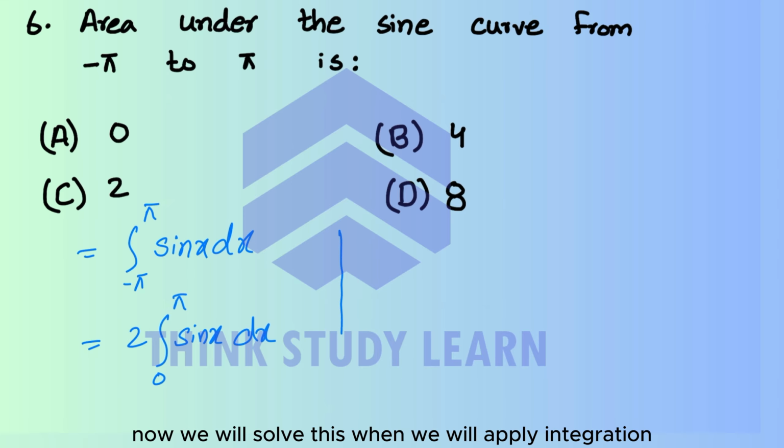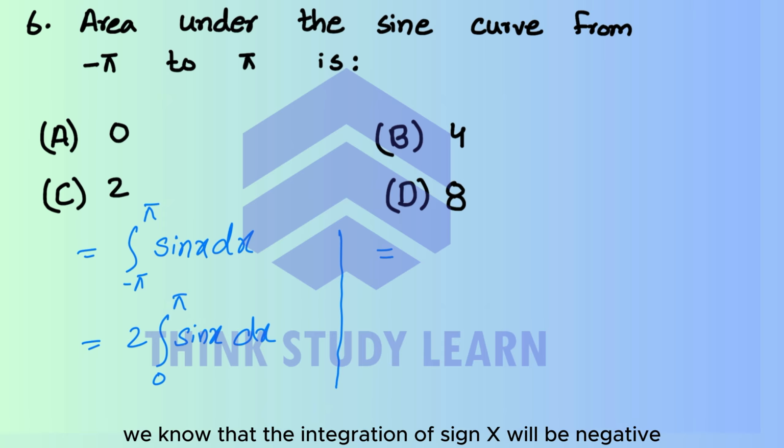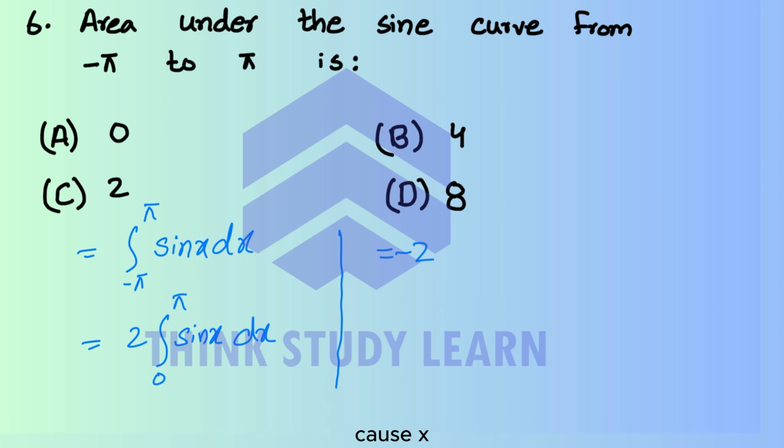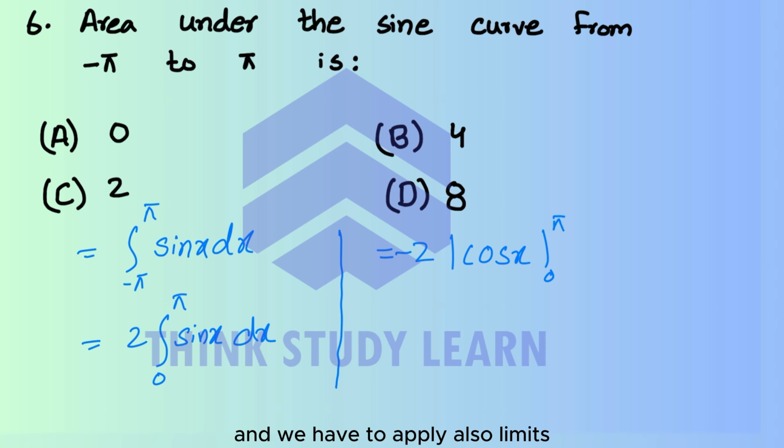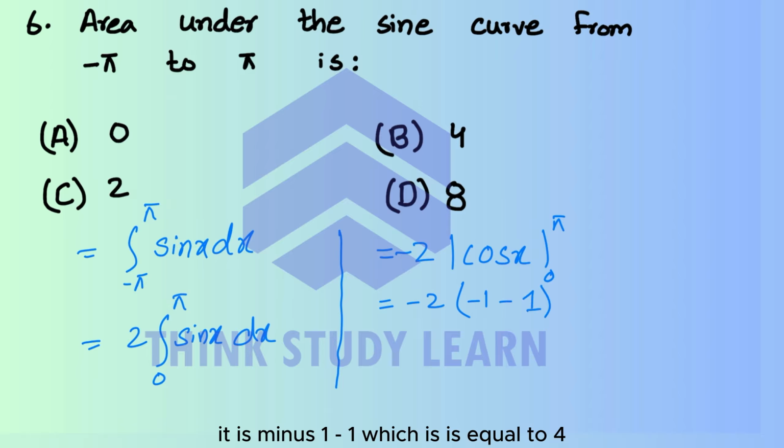Now we will solve this. When we apply integration, we know that the integration of sine x is negative cos x, and we also have to apply the limits. When we apply limits, it is minus 1 minus 1, which gives a total of 4. So B option will be the right answer.